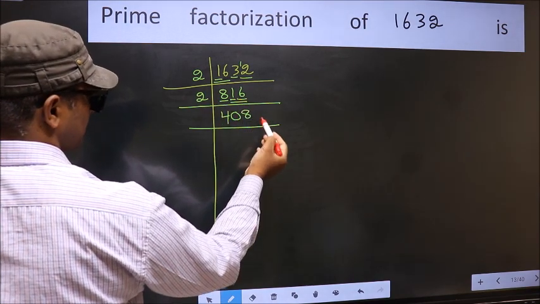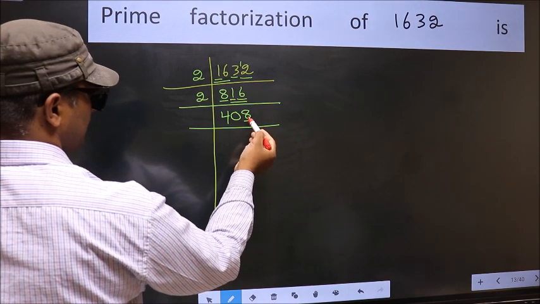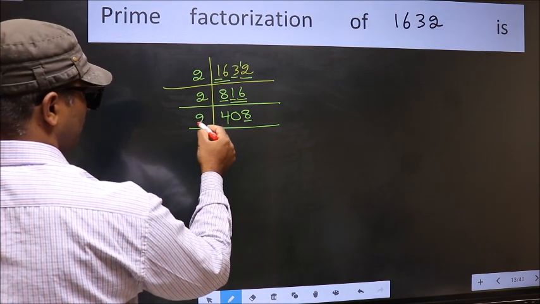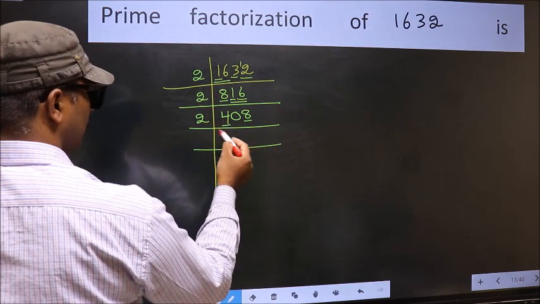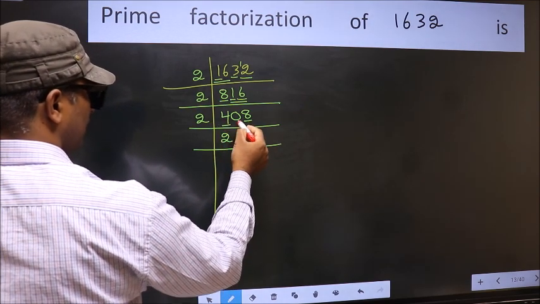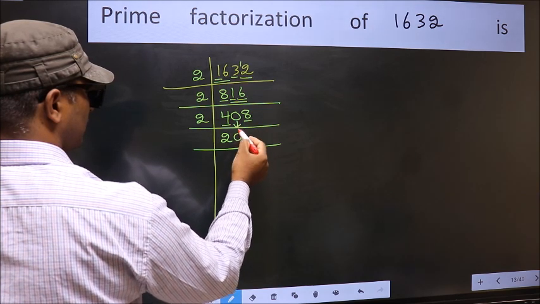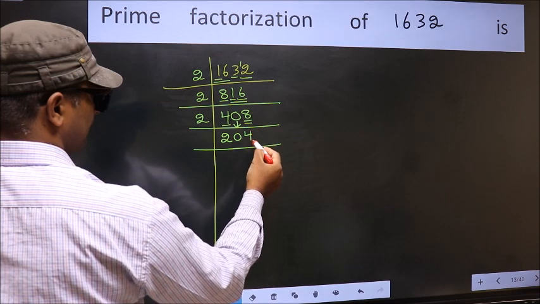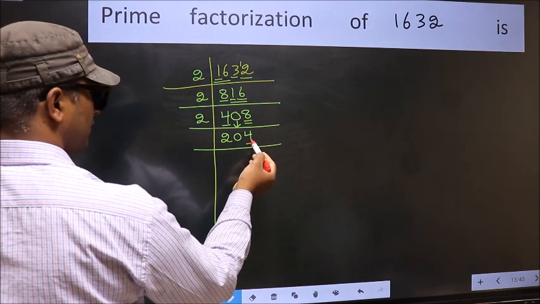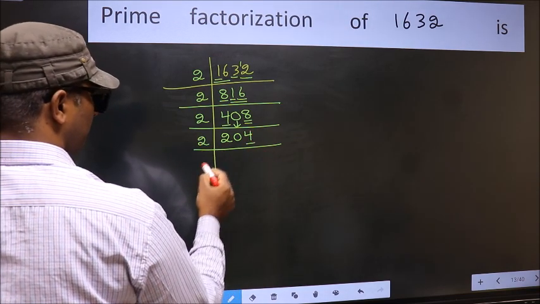2 8s are 16. Now the last digit 8 is even, so take 2. First number 4, when do we get 4 in the 2 table? 2 2s are 4. This 0 as it is, bring down. The other number 8, when do we get 8 in the 2 table? 2 4s are 8. Now the last digit 4 is even, so take 2.